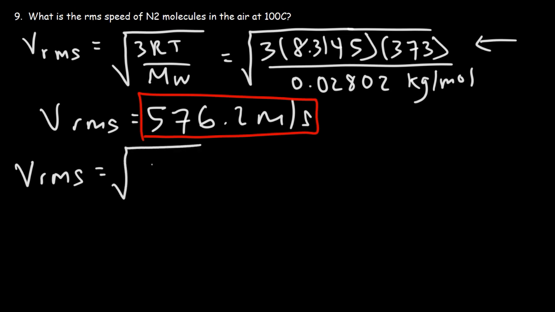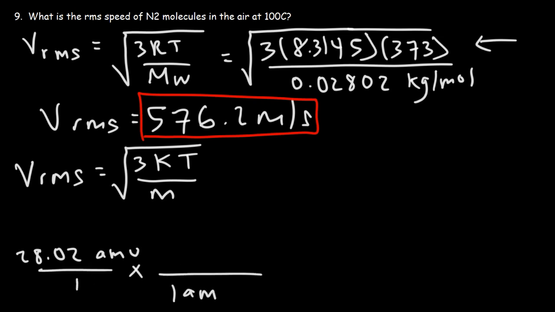Instead of 3RT, it's going to be 3 times Boltzmann's constant times the temperature. And instead of dividing by the molar mass, we're going to divide it by the mass in kilograms. So let's get the mass first. The atomic mass of N2 is 28.02. Now, instead of writing grams per mole, we're going to use atomic mass units.